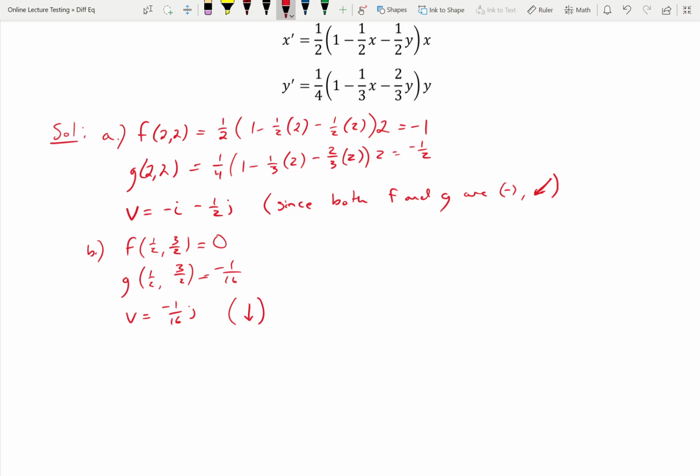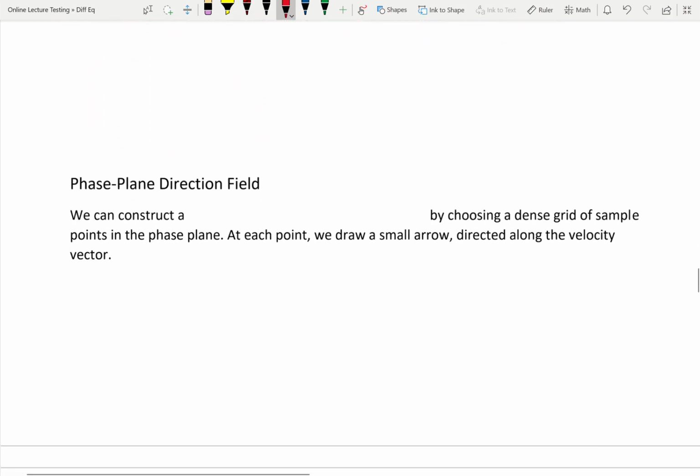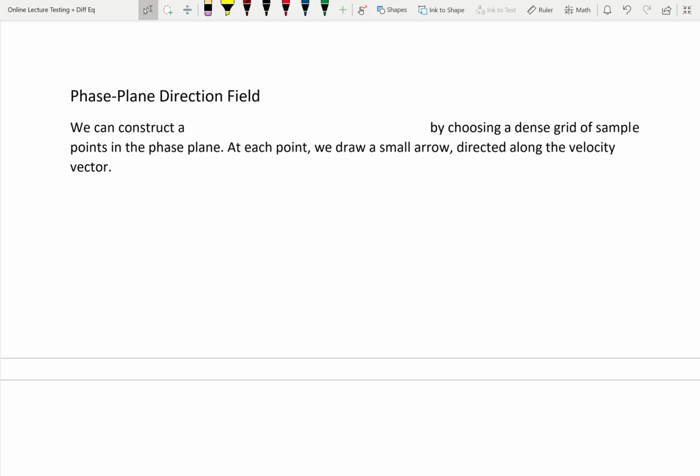Now we're going to incorporate more pieces of this to talk about phase plane direction fields. We can construct a phase plane direction field by choosing a dense grid of sample points. Again, for any point x bar, y bar, we can find its velocity vector. At each point, we draw a small arrow directed along the velocity vector, and that's it.